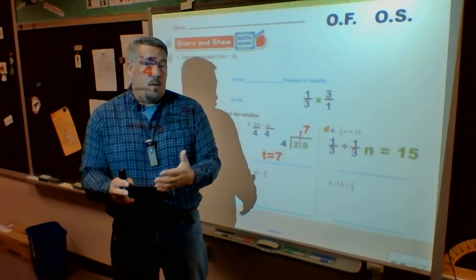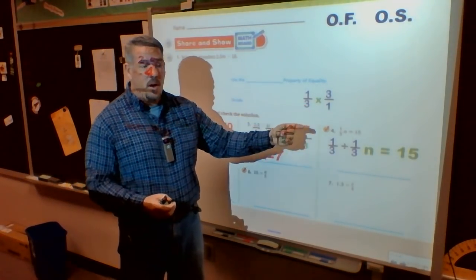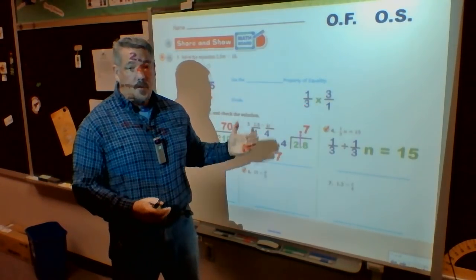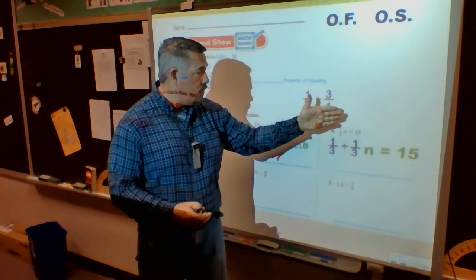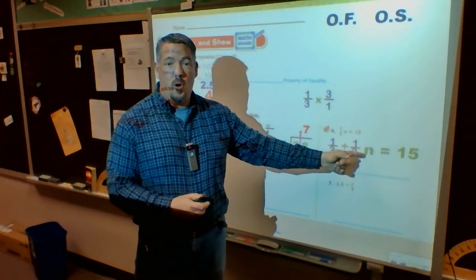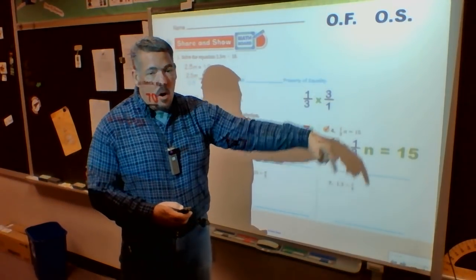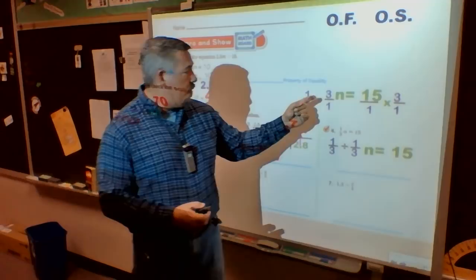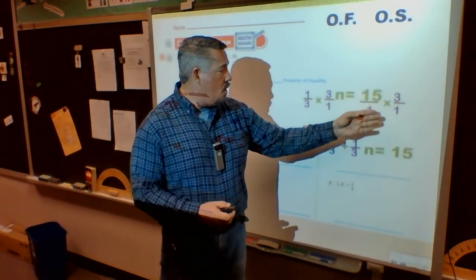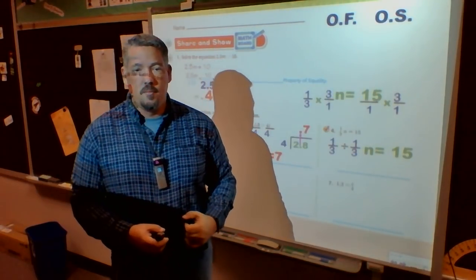Any fraction divided by itself is 1, because it would set it up this way. The 3's would cancel out and I'd have 1 over 1 and 1 over 1. Or if I multiplied across, I'd have 3 over 3, and that is just 1. Just proving that gives us what we want. We get n by itself. Now, I want to do that on the opposite side. So if that leaves me with n is equal to 15, then I know I'm going to multiply on the opposite side 3 over 1.